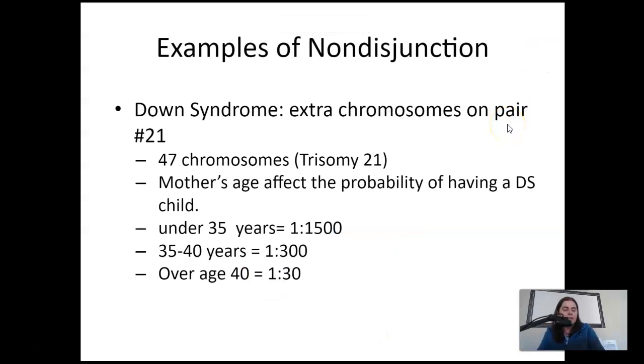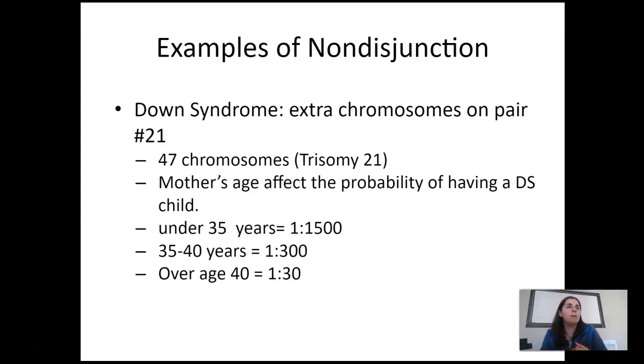Alright, so we're going to look at what happens when we have non-disjunction occurring. So I'm sure many of you have heard of Down syndrome before. This is another disorder we're going to talk about. And Down syndrome is when you have an extra chromosome on pair 21. Okay, that's instead of the 46 chromosomes we're supposed to have, that's 47 chromosomes, and it's called trisomy 21 because there are 3 on chromosome 21. Okay, so how does the risk happen for Down syndrome?